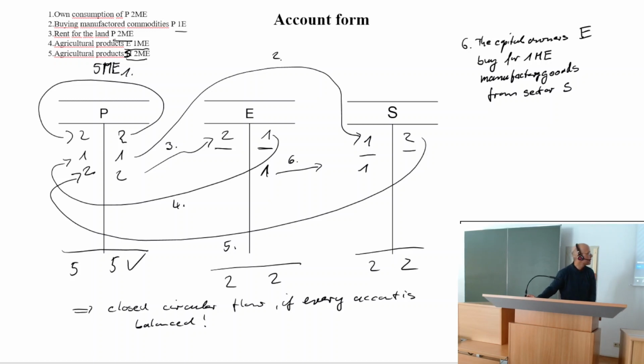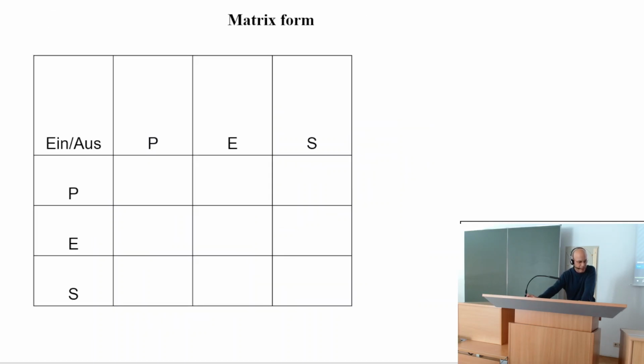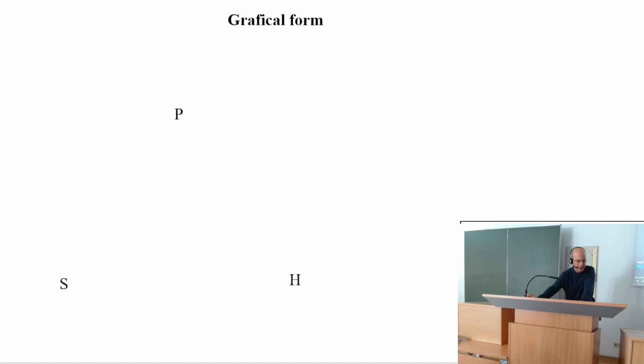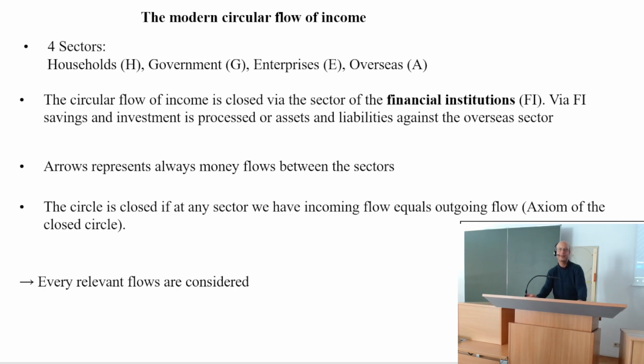So, since next week, we have the 3rd of October, reunification in Germany. There will be no lecture. And on Thursday, we have a strategic workshop for our section. So there will be also no lectures. Therefore, I give you the matrix form and the graphical form as a homework, or just have a look at it. And I will just go on with the modern circular flow. Though this was just also because we have there only 3 sectors.